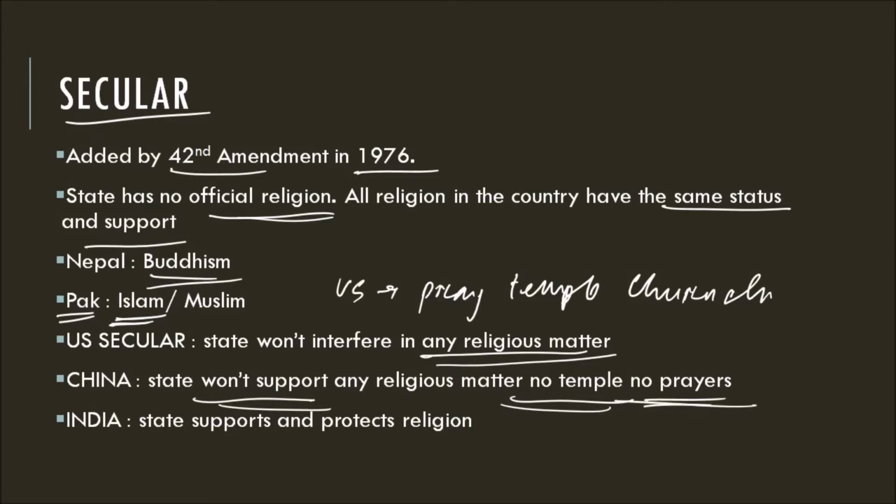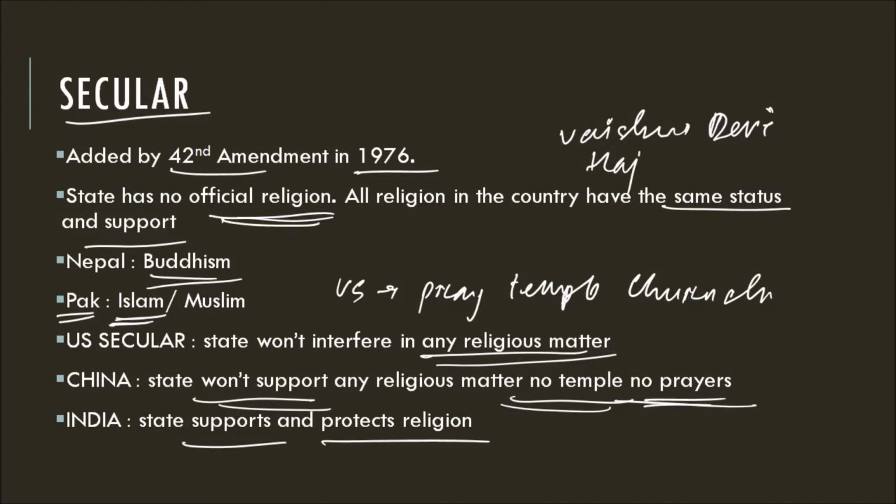But in the case of India, it not only supports but also protects every religion. For example, the Indian government supports and gives protection to the visitors going to Vaishno Devi, and it also supports the visitors going to Hajj. So it's a very beautiful thing that India doesn't have any official religion, all religions in the country have the same status, and the government supports all religions equally.